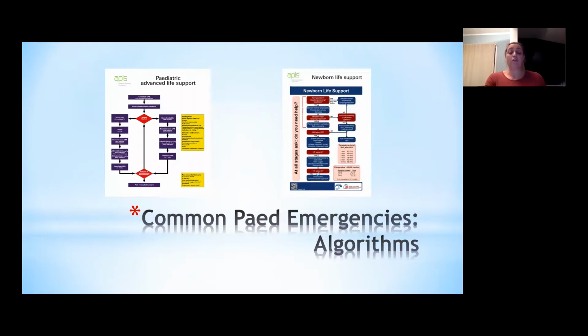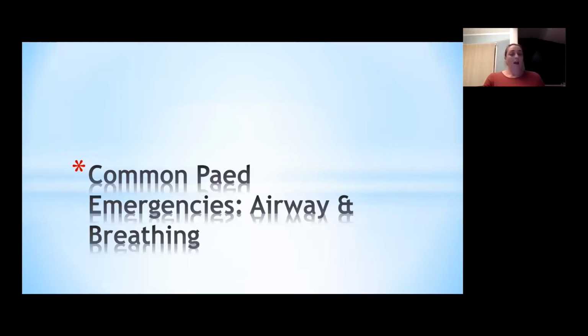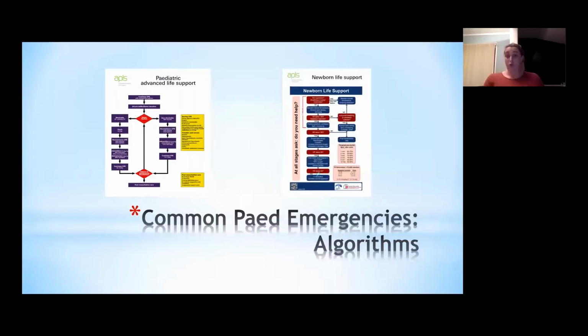A couple of common paediatric emergency algorithms: there's the Paediatric Advanced Life Support and the Newborn Life Support. These are both available if you search Starship Clinical Guidelines, and then you just pop in Paediatric Advanced Life Support and Newborn Life Support. These are accessible to anybody all over the country. So you can look up any Starship Clinical Guideline and it's accessible to you guys. You don't need to memorize these. You can have them printed out in your resus rooms or where you might be assessing a child. We actually have them laminated up on our wall in our resus because we don't expect our staff to remember them either.